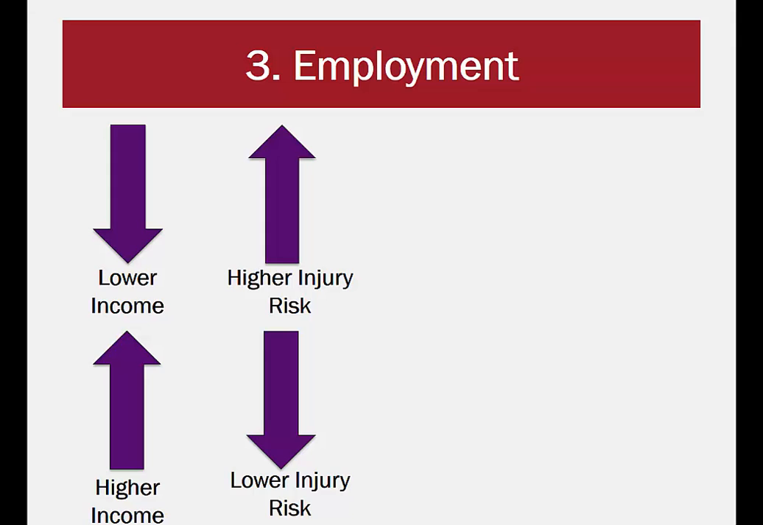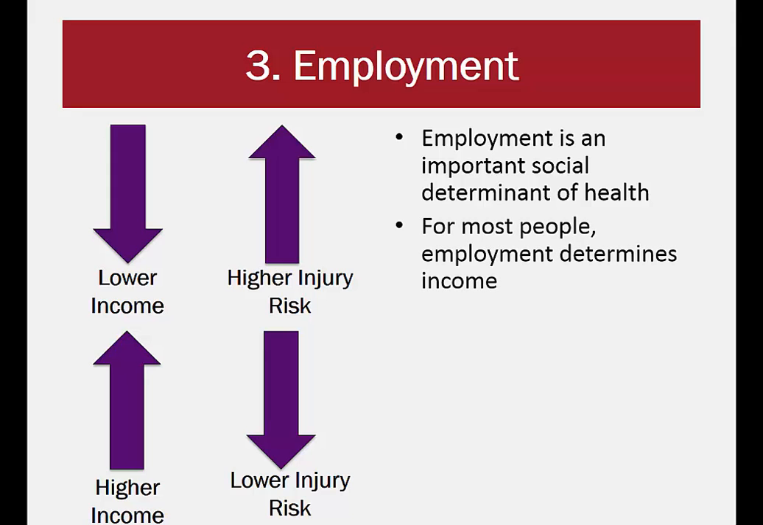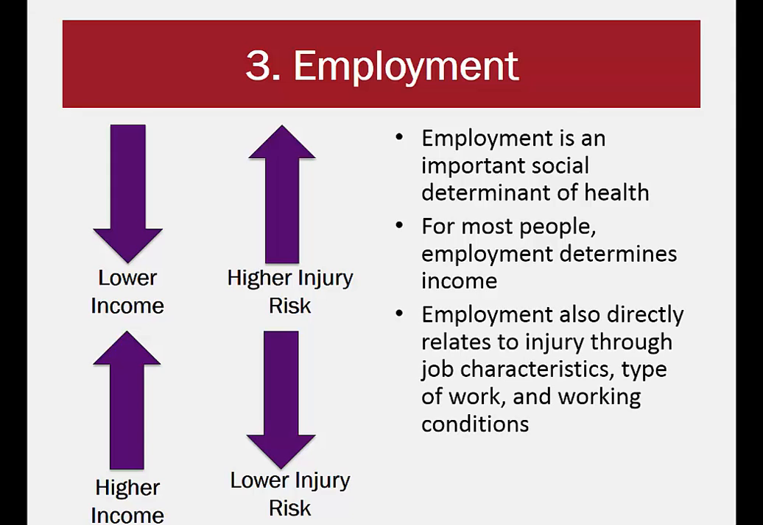Employment is a central determinant of health. In most cases, it is directly linked to one of the most important social determinants of health, income. Employment also relates to injury through job characteristics, type of work, and working conditions. Lower paying jobs are often associated with poorer working conditions, more dangerous environments, and greater physical demands than jobs that are higher paying. In Canada, the most dangerous industries to work in are mining, forestry, fishing, agriculture, and construction.